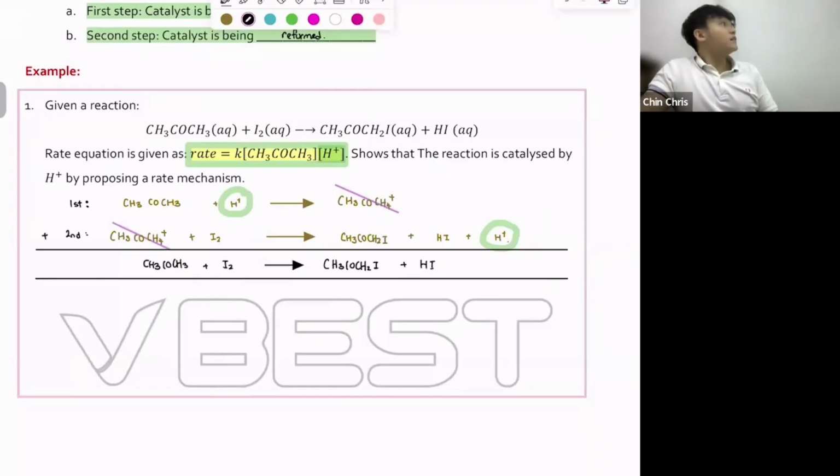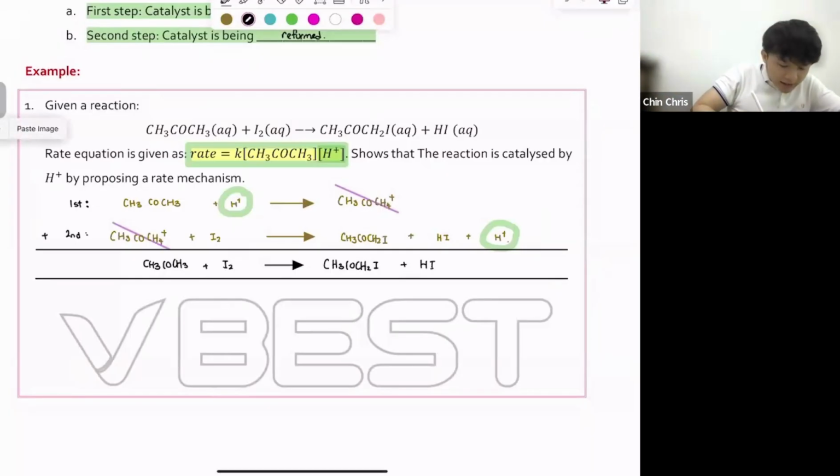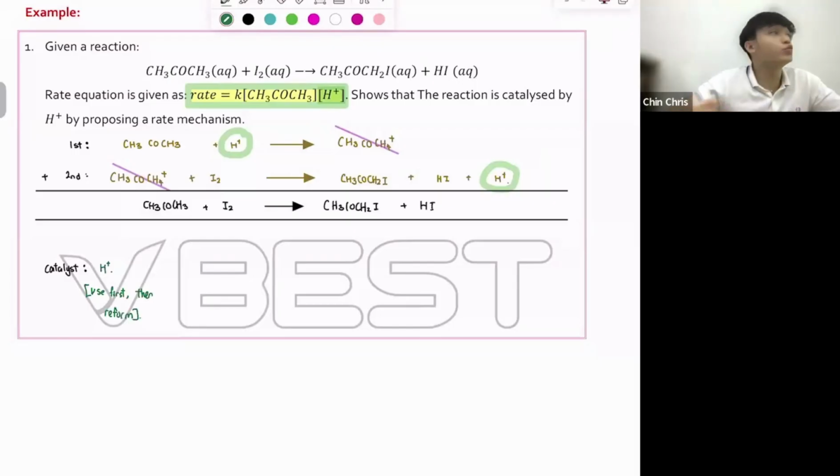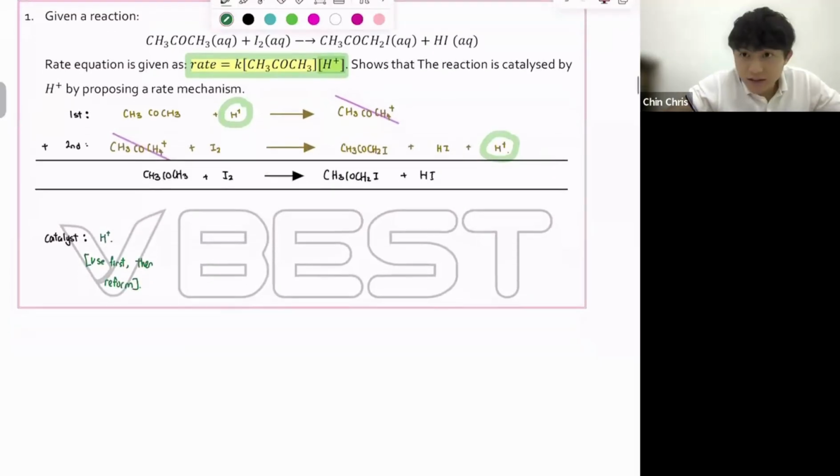Understand? Okay, let's look at it, right? We have two different things that we cancel out. One of them is a catalyst, another is an intermediate species. Okay, guys, please tell me which one is the catalyst? My catalyst is H plus, right? Why? Guys, remember a catalyst, right? It's used first, then reformed. Correct. So catalyst is always reformed at the end. So you use it first, then reform it at the end.